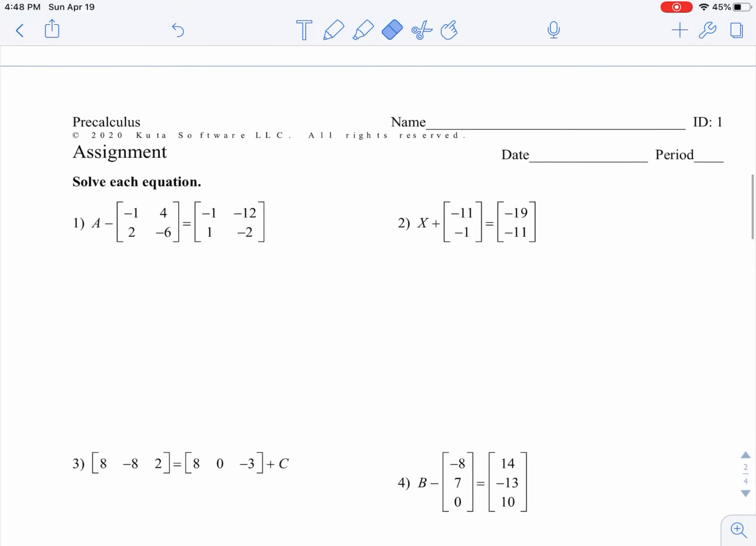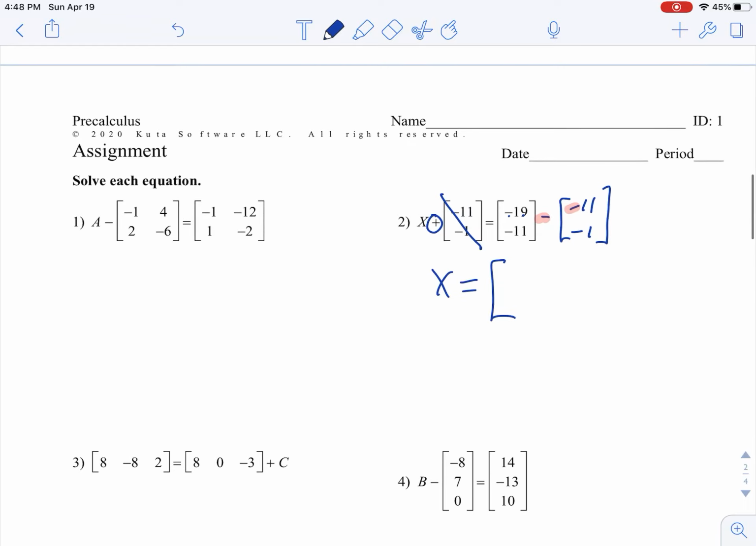So here, let's look at this first one. Since I have this matrix added to X, I'm going to have to cancel it out by subtracting it over here on the other side. So I get X equals negative 19 minus... minus is plus, so negative 19 plus 11 is negative 8. And then we have negative 11 minus 1, so that's negative 11 plus 1, which is negative 10. And that's it. That's the answer.